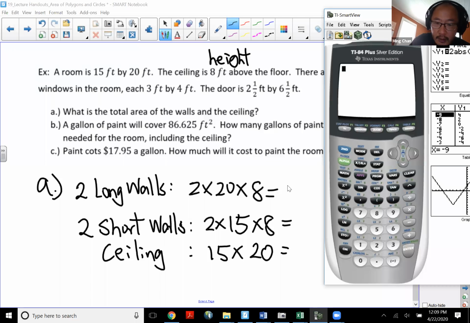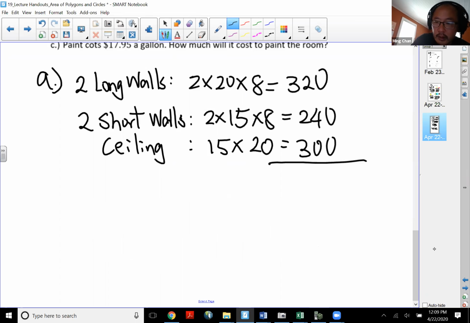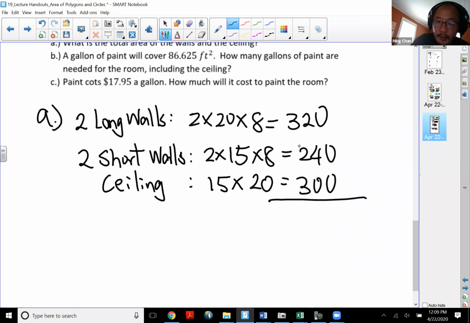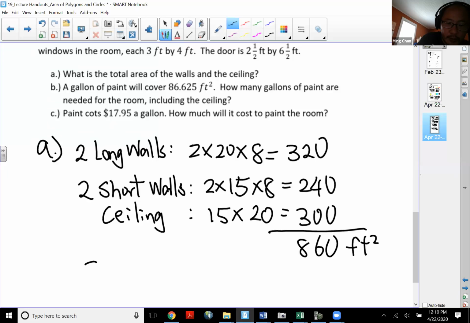This is 320, right? 4 times 8, 320. 30 times 8, 240. And this is 300. If I add them up right now, 860 square foot. Now, I'm not going to paint over my 2 windows here. So 2 windows, that's 2 times 3 by 4, which is 24 square foot.